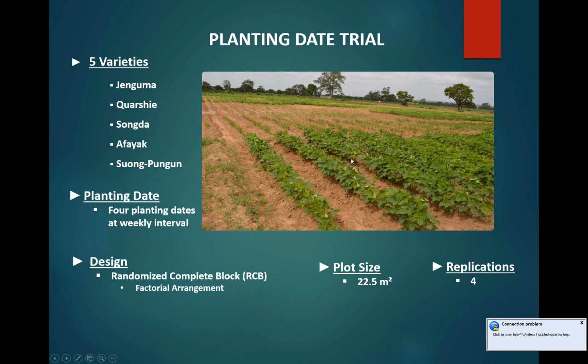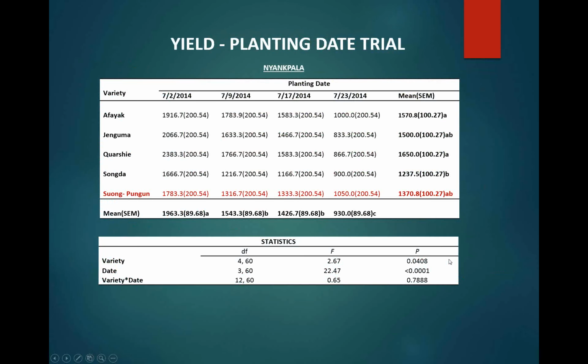For the planting date, the same varieties were used with the same design, but with 4 planting dates at weekly intervals. Same plot size with 4 replications. With this one, I'm only showing the yields here.